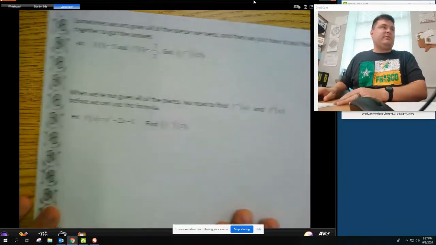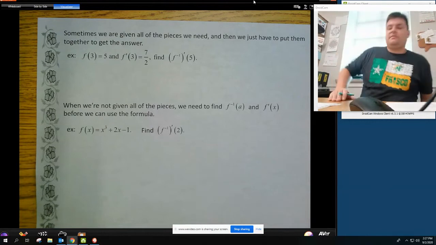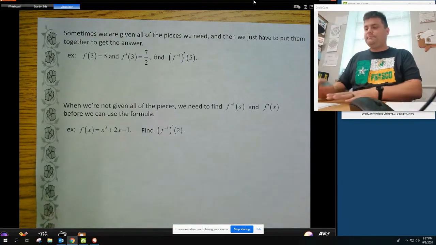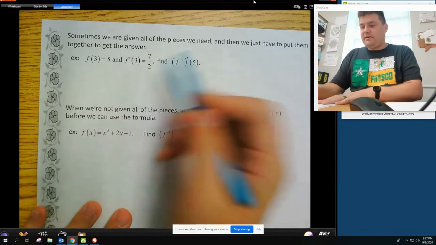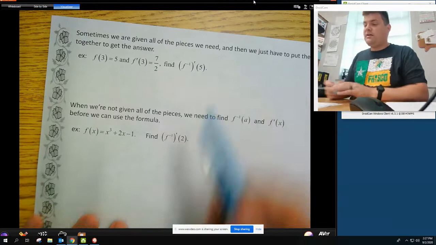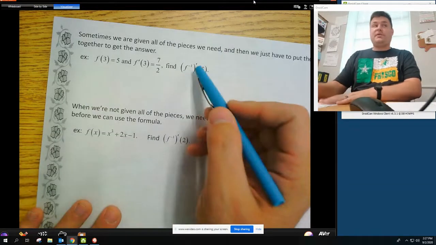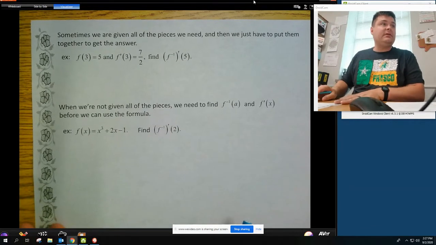So this first question up top here, we're going to be given all of the pieces for our problem. So we're going to be given f of 3 is 5, f prime of 3 is 7/2, and we're going to find the inverse f prime of 5. Try to make this not crooked the entire time.